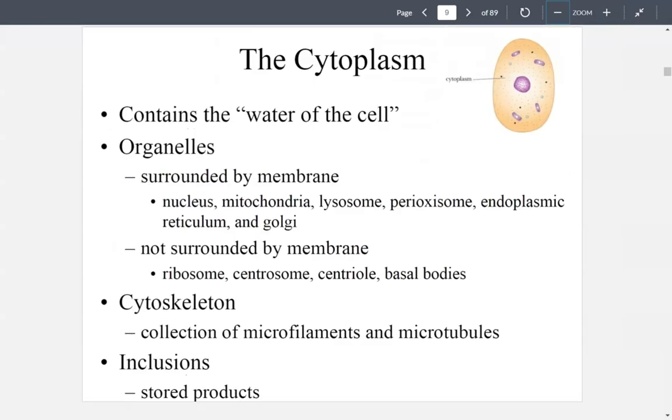This is going to include things like the cytoskeleton, which is a collection of microfilaments and microtubules that lend support and structure and aid in the transport of things around the cell. We'll talk more about them. And things that are called inclusions. Inclusions are stored products.